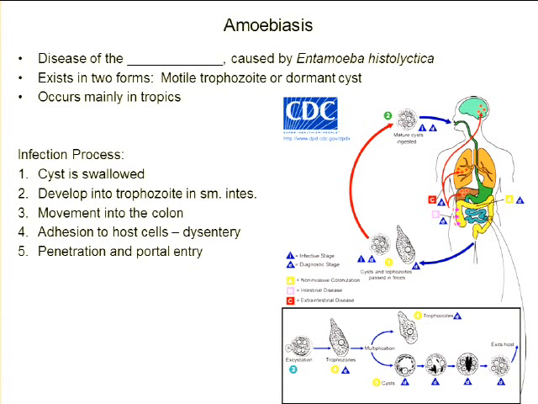So you get two ways of serious disease here: the dysentery, due to the water loss, the dehydration, or the portal entry and liver damage. Any questions about this one?